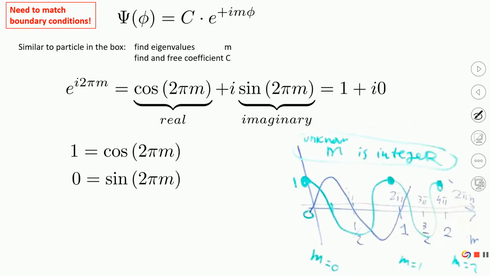So, our Euler's formula, right? Assign the imaginary part equal to 0 and the real part equal to 1. So we need to find such values of m so that cosine of 2 pi times this unknown number will be 1. And you need to find such values of m so that sine of 2 pi times m will be equal to 0, simultaneously, when cosine equals 1.